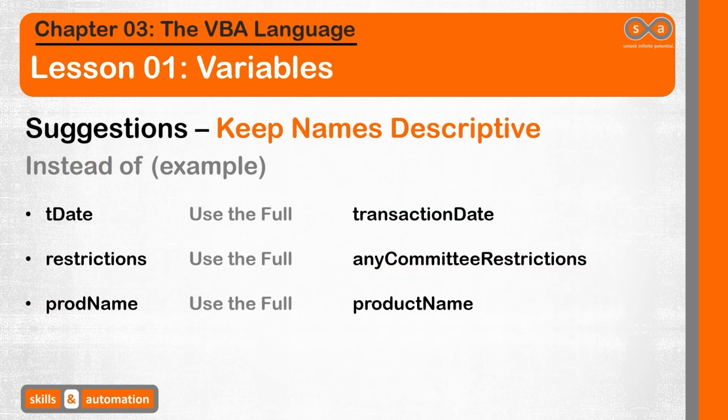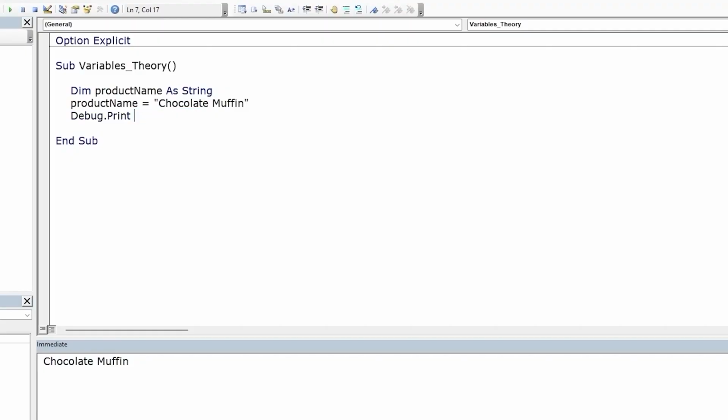And don't shy away from using long names. We don't need to retype the names each time we use them in our code. Once a variable is declared, the variable will be available in the IntelliSense list. So let's come back to our code. We want to type the variable name product name, which has already been declared on top.